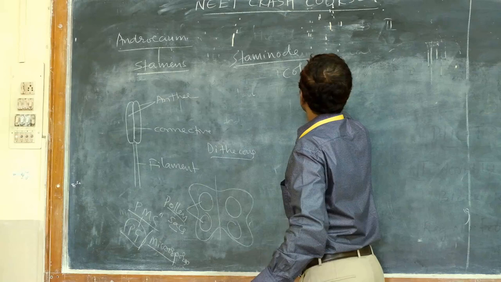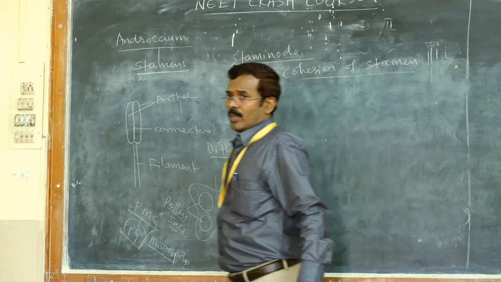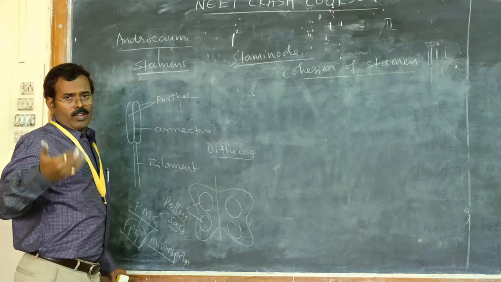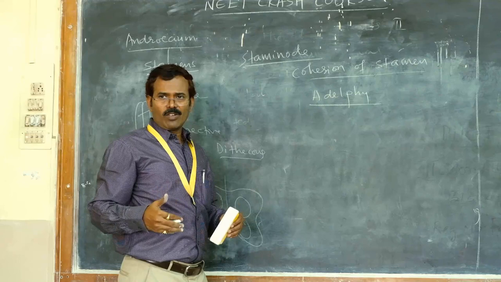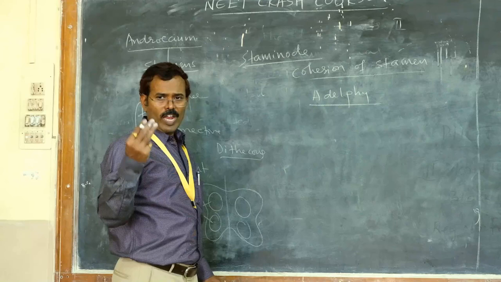Cohesion of stamens. The filaments of the stamens can be fused, while the anthers remain free. Here you can find a condition that is called adelphy. Filaments of the stamens are fused but anthers are free. This condition is called adelphy. We have mainly three conditions here.